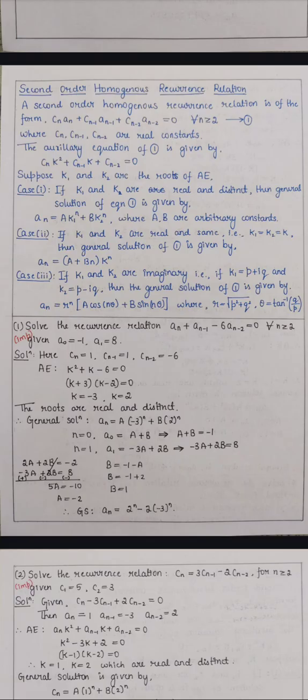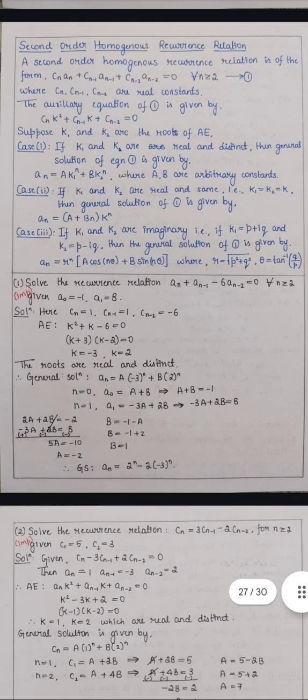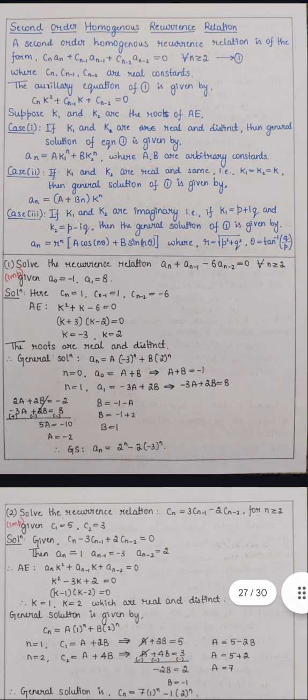Here the auxiliary equation of 1 is given by Cn k square plus Cn minus 1 k plus Cn minus 2 equals 0. Suppose k1 and k2 are the roots of the AE, that is, the auxiliary equation. If k1 and k2 are real and distinct, then the general solution for equation 1 is given by an equals a k1 power n plus b k2 power n, where a, b are arbitrary constants.